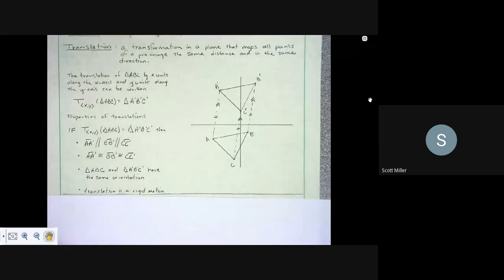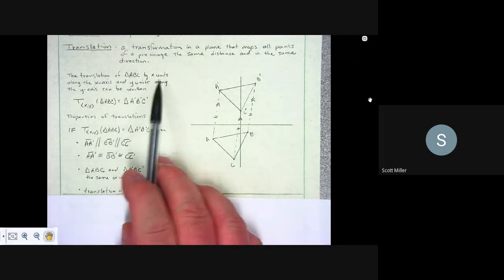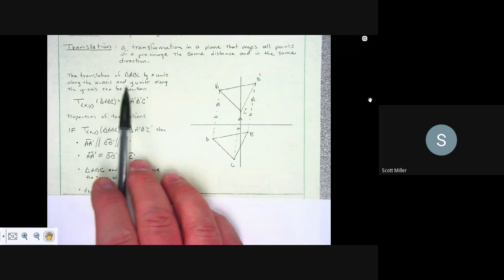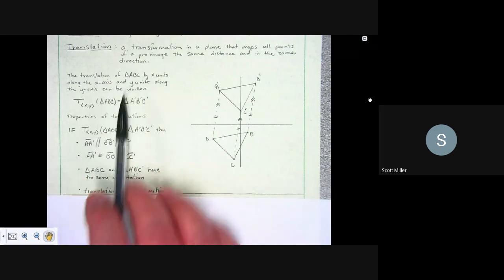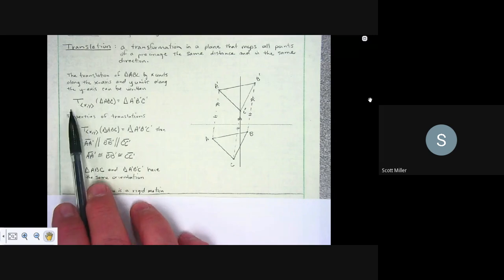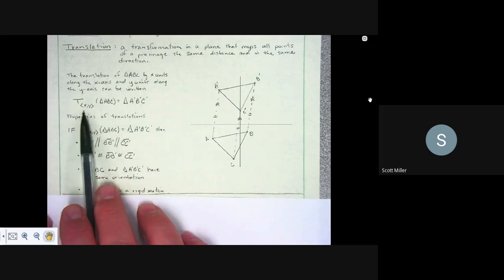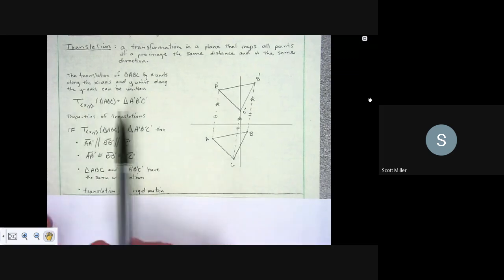Okay, so a translation is a transformation in a plane that maps all points of a preimage the same distance and in the same direction. So the translation of triangle ABC by X units along the X-axis and Y units along the Y-axis can be written in this fashion. Notice the way the symbol is written. It's a little pointy parentheses. So that means the translation, X and Y.